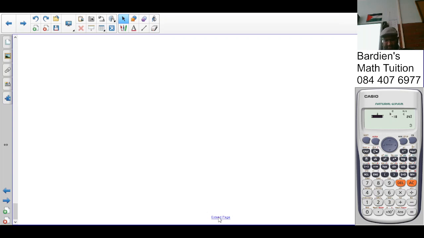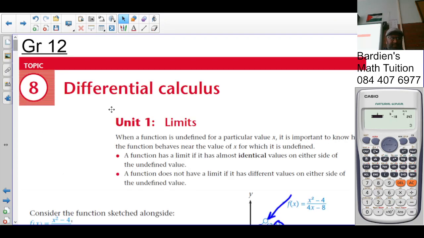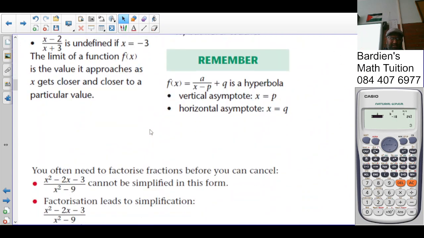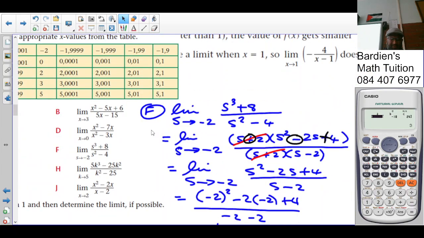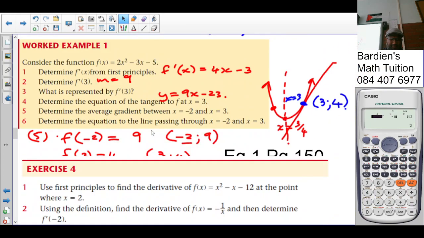So what we need to look at now is the rules of differentiation. Here are the specific rules to differentiate. Now just take one step back. What was the first sum that we differentiated? Let's go there first, when we used the limit and all of those things. Let's get the first sum from first principles.